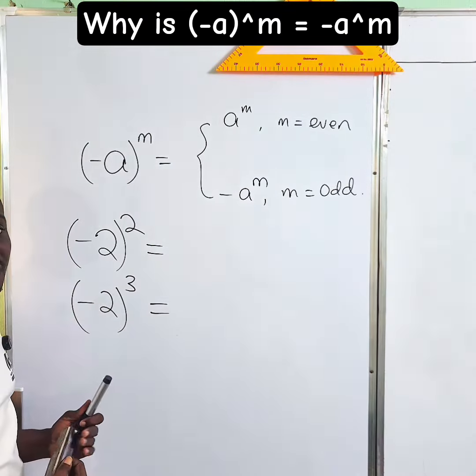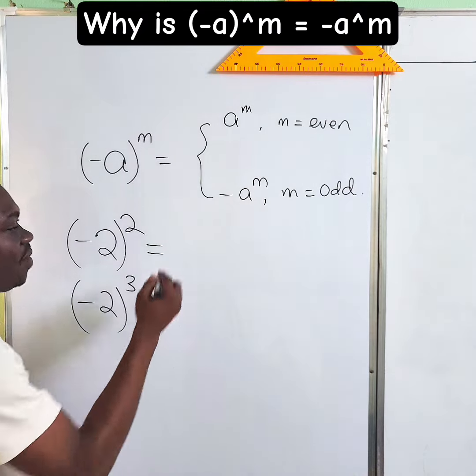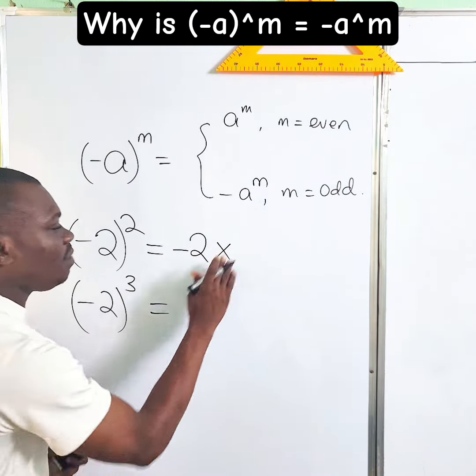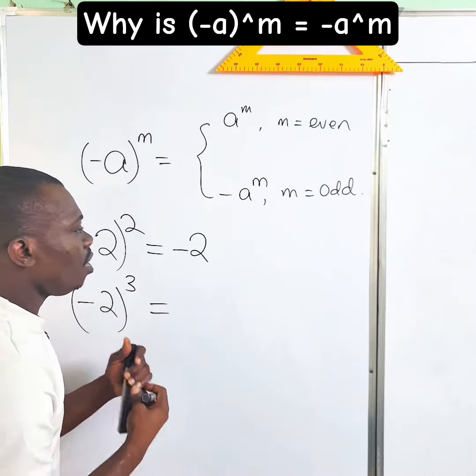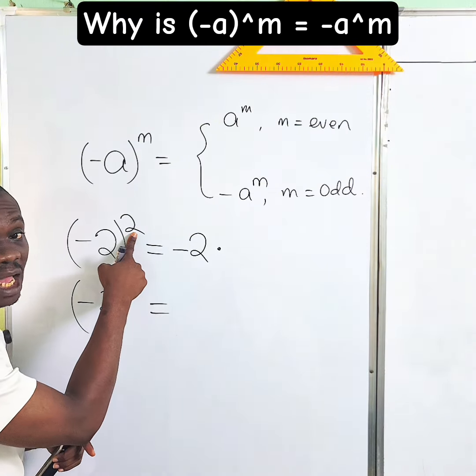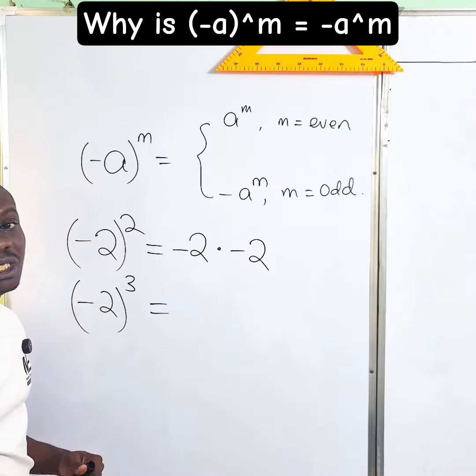What is minus 2 to the power of 2? Remember that power, like we said, means multiplying minus 2 by itself. Let me use a dot here. Multiplying it by itself, the number of powers. So if the power here is 2, you multiply minus 2 by itself 2 times.